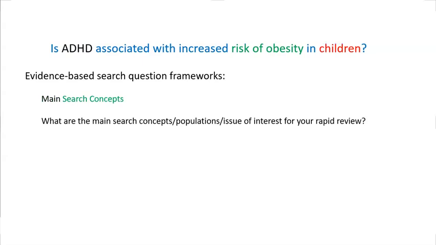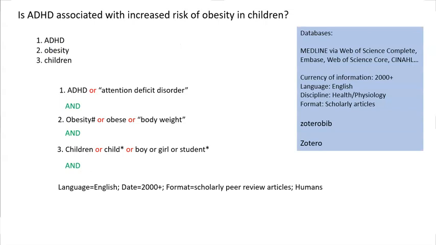Let's look at search concepts. What are the main search concepts, population, or issue of interest for your rapid review? Ask yourself this and see if you can write it down on a piece of paper as well. So I looked at this and I looked at ADHD, obesity, and children. I'm not looking at the word risk, though it's important. I'm not looking at the word increased or associated. Those aren't really concepts. So I've identified 3, knowing there may be 5 or 6 concepts. Those are my 3 main concepts I want to look at for my rapid review. Hopefully you can do the same thing.